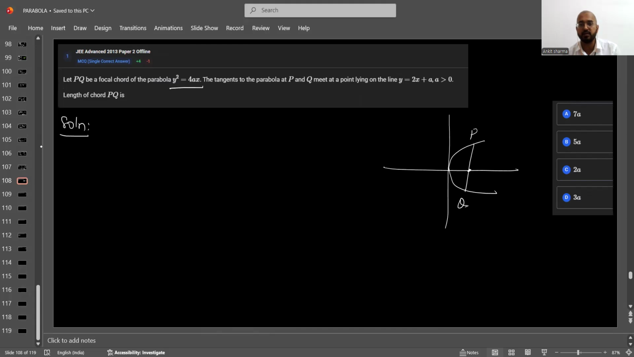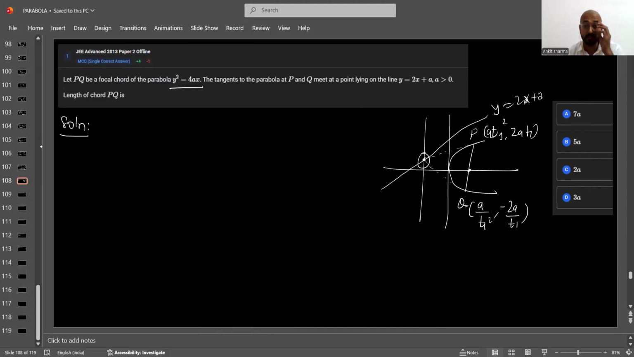So we know that tangents at end points of the focal chord are mutually perpendicular, and they intersect on the directrix here. So it's going to be like this. And now they're saying that this point lies on the line. There's some line here, which is y is equal to 2x plus a. So that means we need to get the point of intersection. So say point P is basically t1 square comma 2a t1. So this point would be a by t1 square comma minus 2a by t1.